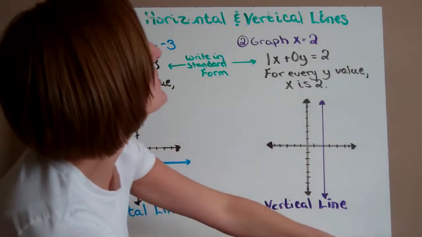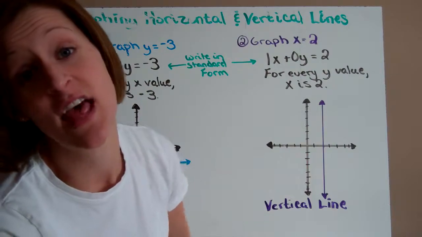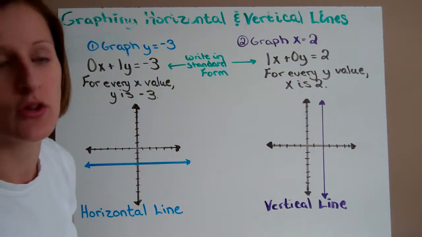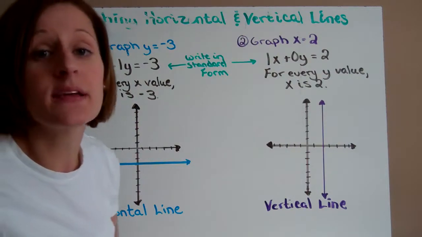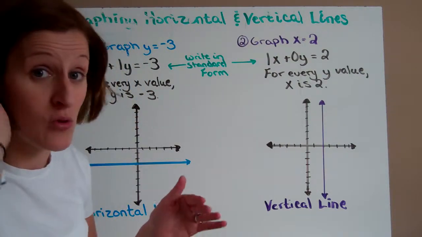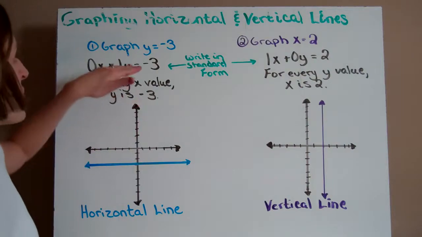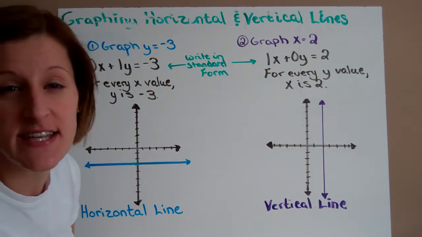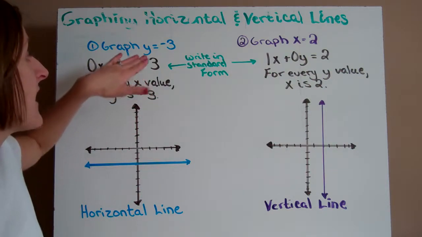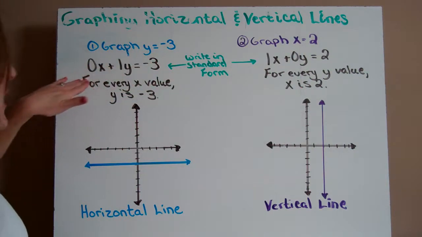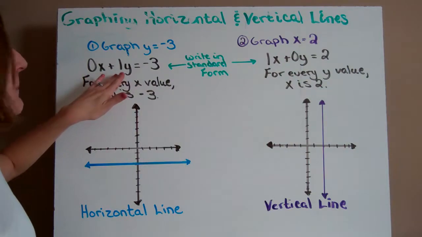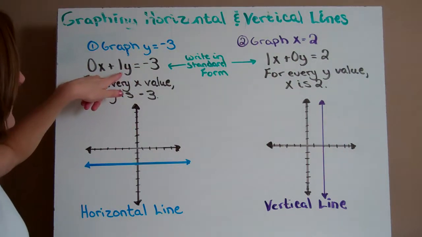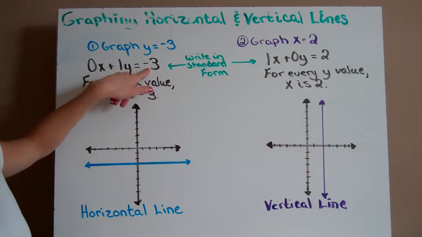Alright, so graphing horizontal and vertical lines. This is something you kind of need to memorize, which would be the best way to learn it. Another way is to make note cards to remember horizontal and vertical lines. So we're going to graph y equals -3. Okay, let's just write it in standard form. That means I have no x's in here, so that means 0x, plus 1y. So that's really 1y equals -3.